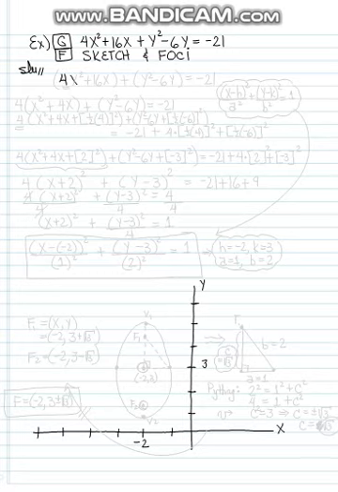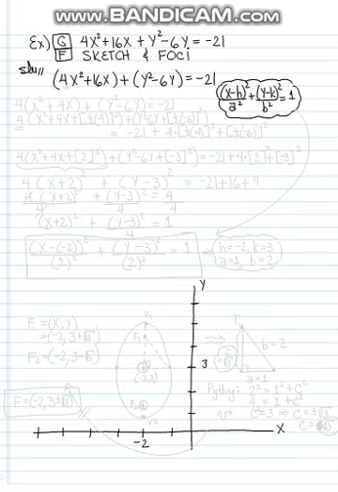To get this written in our standard form, let's remember what the standard form looks like before we work with this. Well, we've got 4x squared plus 16x. Let's gather those together. And then plus, let's gather the y's together: y squared minus 6y equals the other side, negative 21. The standard form that we're going for, I'll draw it here on the side, is (x minus h) squared over a squared plus (y minus k) squared over b squared equals 1. That's where we want to end up after we complete the square.